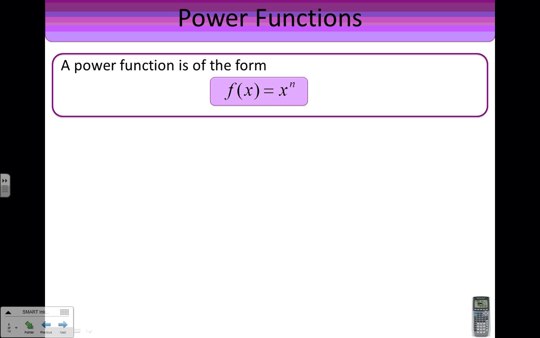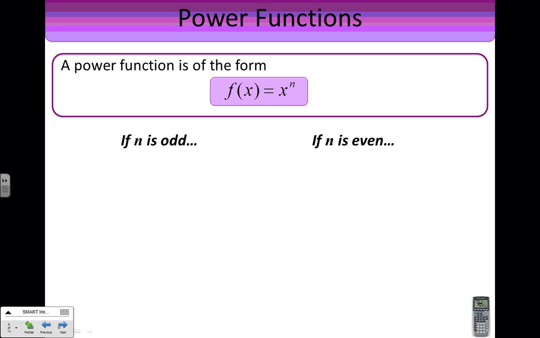All right, let's talk about what a power function is. So a power function is of the form f of x is equal to x to the nth power, and n can be any positive integer. Because it represents a polynomial, the exponent needs to be a positive integer.